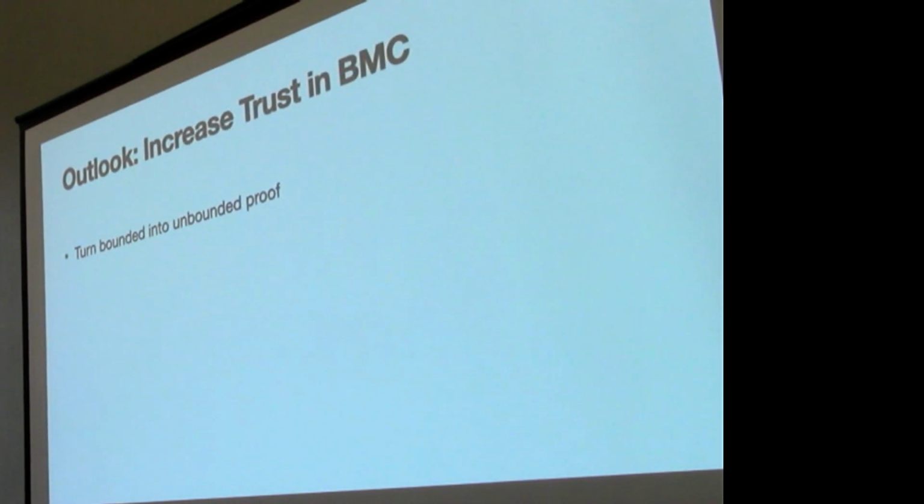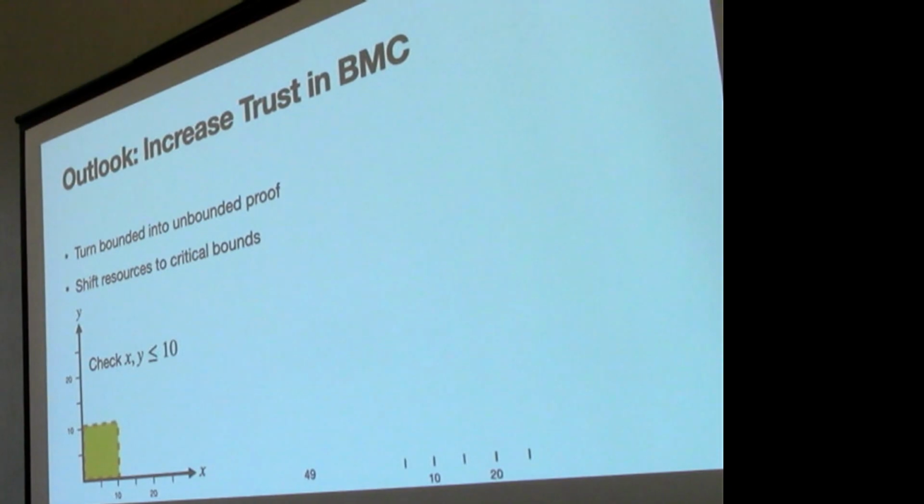And we believe that this work has the potential to increase the trust that we can put in bottom-up checking. Because clearly, if you get CTs for all the variables in your program, then you can easily turn a bounded proof into an unbounded proof and get unbounded guarantees, and that would be cool. But a lot of the time that won't work because it's very difficult. But even if you get just a CT for one variable in your program, that allows you to shift computing resources from checking non-critical bounds to checking more critical bounds.